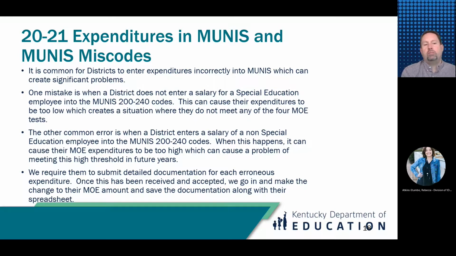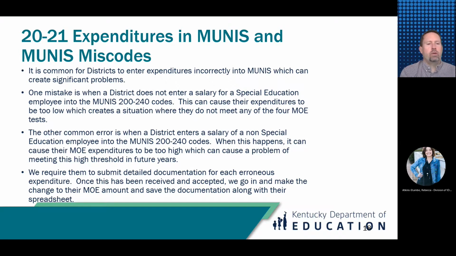The other common error is basically the opposite of that. It's when you enter the salary of a non-special ed employee into those 200 through 240 codes. That's going to cause your MOE expenditures to be too high. So for that year, it'll make you meet the test. But for future years, it's going to make your threshold too high, and it will create a problem of you consistently having to meet that high threshold in future years.